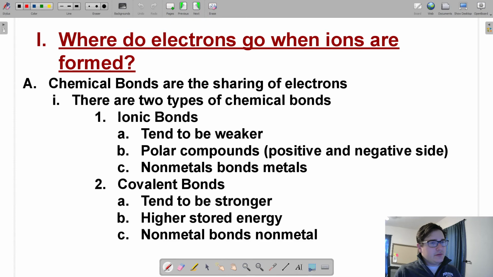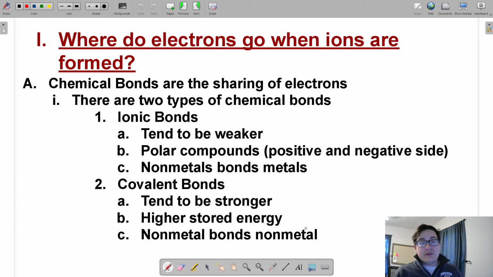We're only going to cover two types of bonds here: ionic and covalent bonds, and then what we can do with those. Ionic bonds tend to be weaker, and the reason is that they work kind of like a magnet. They have a positive and a negative side. I'm going to unpack that a little more in a second.